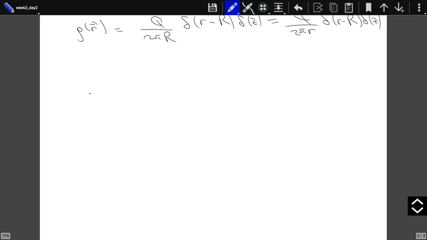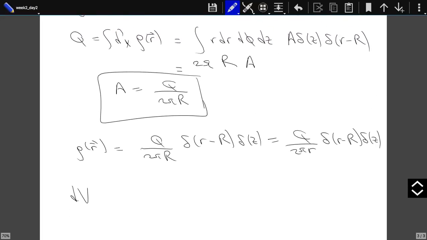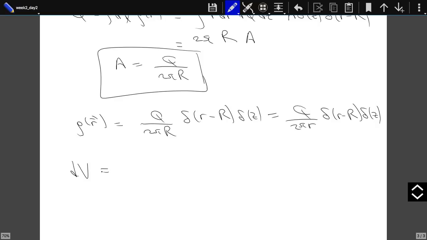Okay, the volume element. First, let me just clarify some notation. The volume element, you will sometimes see this notation. Sometimes you will see d cubed x. Sometimes you will see d cubed r. They all denote the volume element.